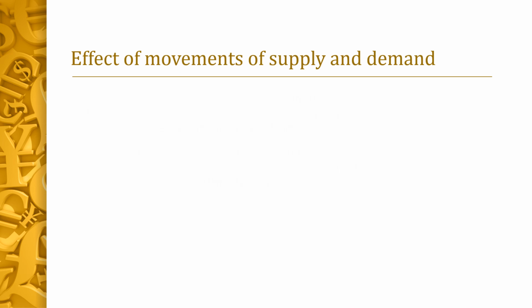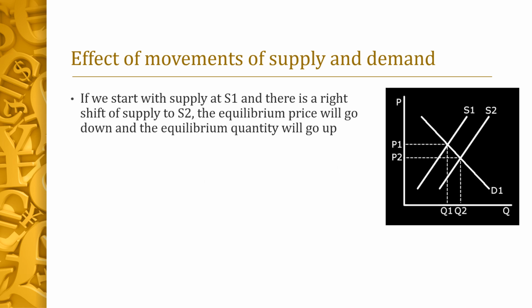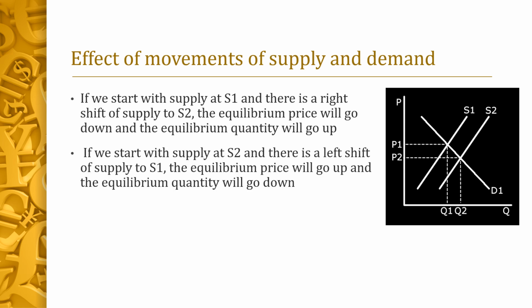If we start with supply at S1 and there is a right shift of supply to S2, the equilibrium price will go down and the equilibrium quantity will go up. So in neoclassical terms, we would expect a right shift of supply to lead to lower prices but a greater quantity sold. If we start with supply at S2 and there is a left shift of supply to S1, the equilibrium price will go up and the equilibrium quantity will go down. So neoclassicists would expect a left shift of supply to lead to higher prices and a lower quantity sold.